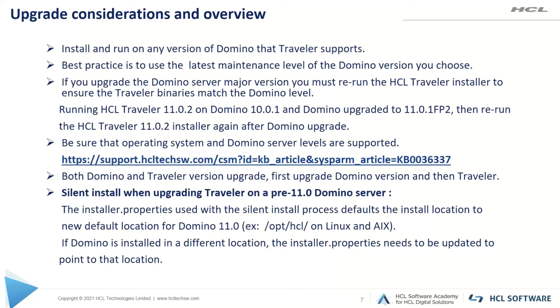When you are performing a silent install on a pre-Domino 11 version, please make sure to modify the Domino program directory path in the installer.properties file. The installer.properties file with silent install defaults to /opt/scl on Linux and AIX. On pre-Domino 11 releases, the default Domino directory path is /opt/ibm. In case your environment has a different path, then you need to update the installer.properties with the appropriate path.